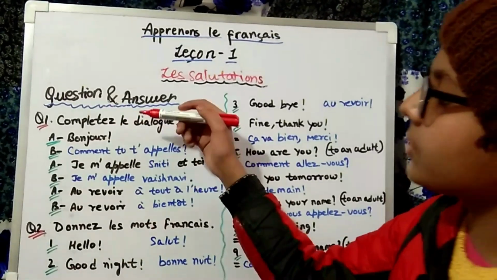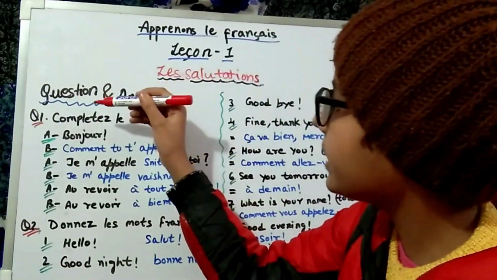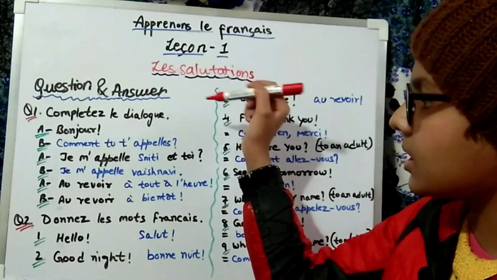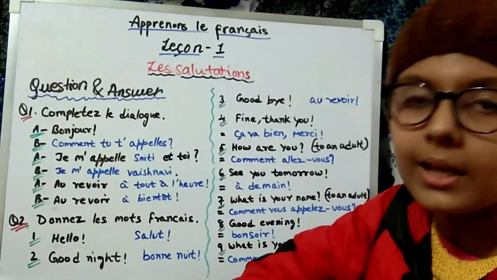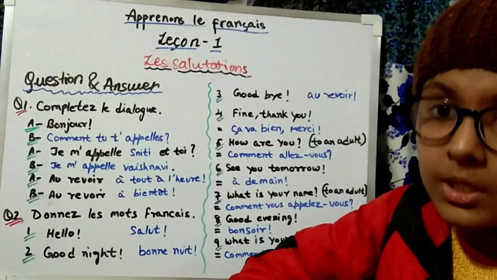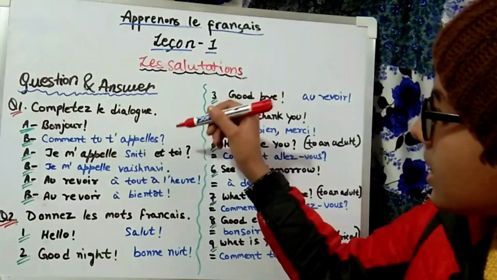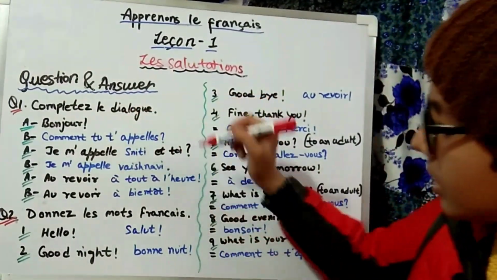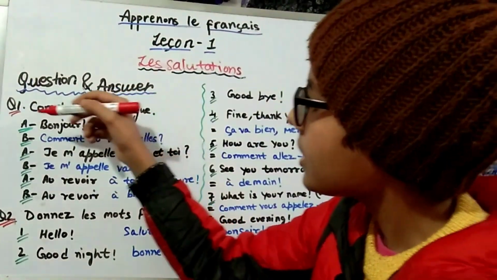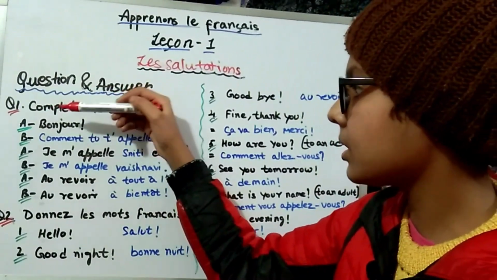So here we are with question number 1 and question number 2. In the first question, we need to complete the dialogues as given here. Complétez le dialogue. As you remember, at the end of the chapter there is a table named Apprenant, in which all the new words are given to us. So if you need the meaning of anything I have written, you can go there and see it. There are two persons, person A and person B, having a conversation.